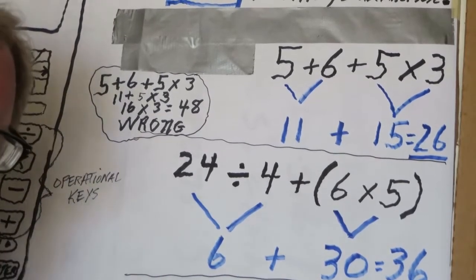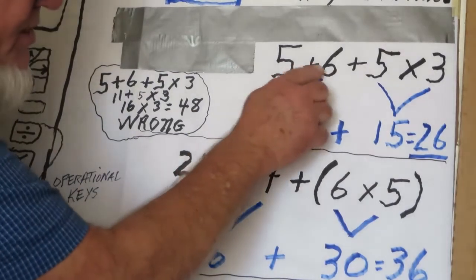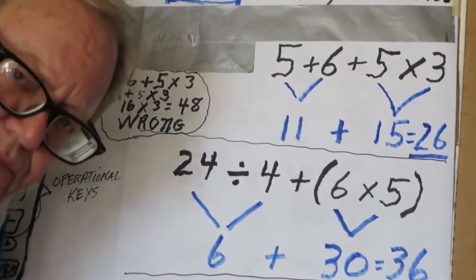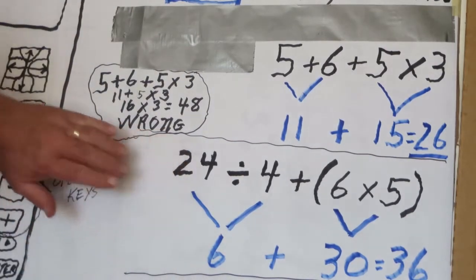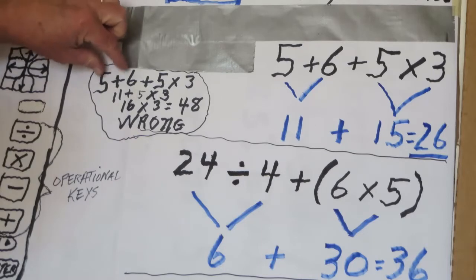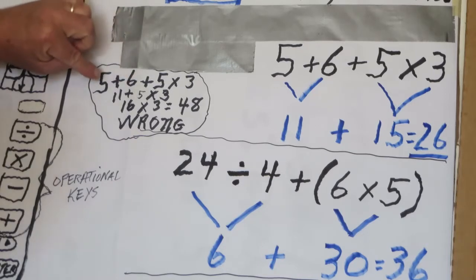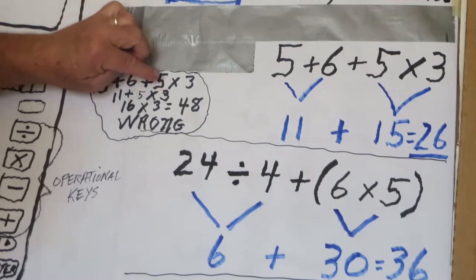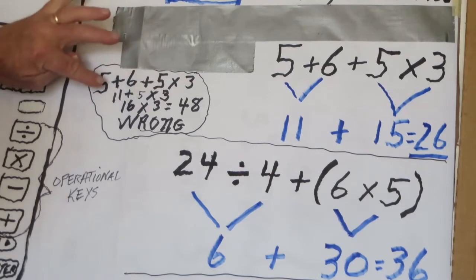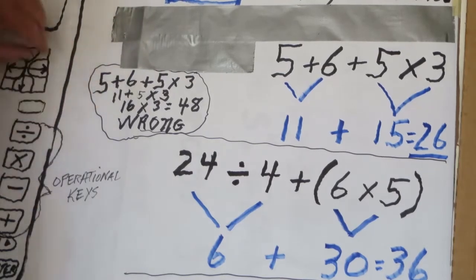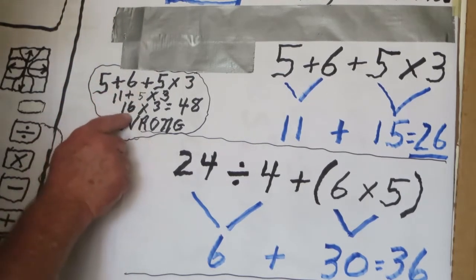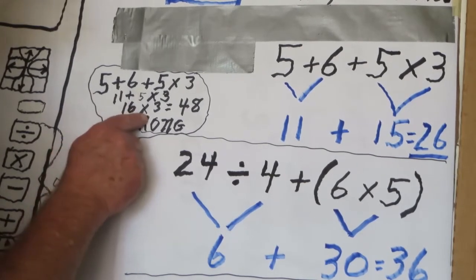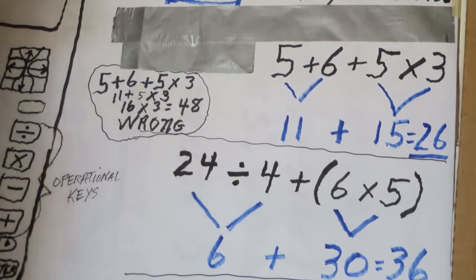Let's look at this problem. It's 5 plus 6 plus 5 times 3. And I've done it two different ways to show you it can be done two different ways. In this way, we just add the numbers in order. 5 plus 6 is 11. Plus 5 times 3. In the next step we add the 11 and the 5 and we get a 16. And then we multiply 16 times 3 and we get 48.